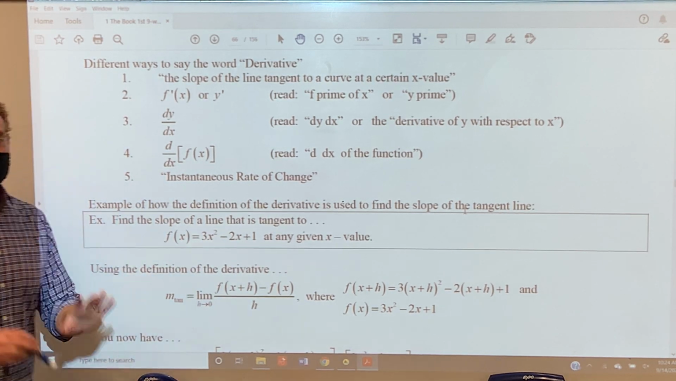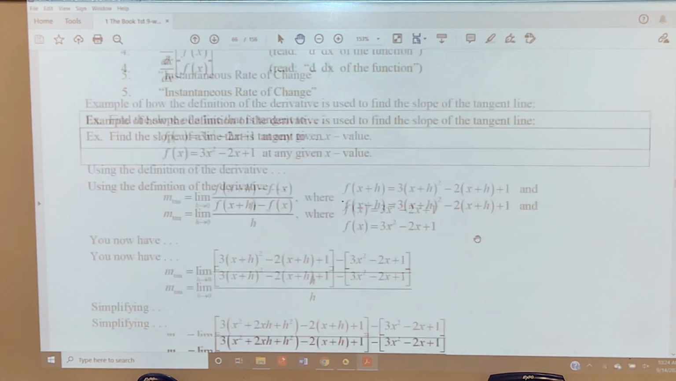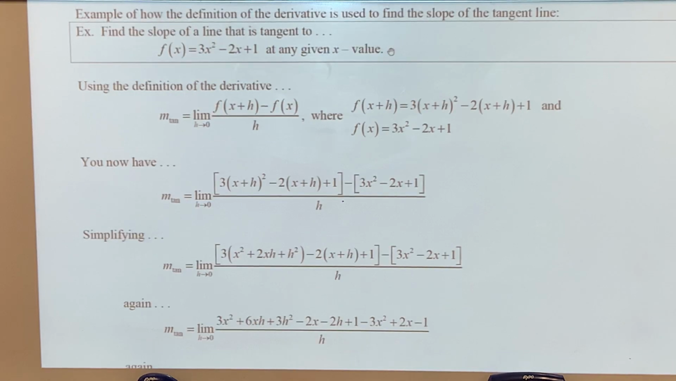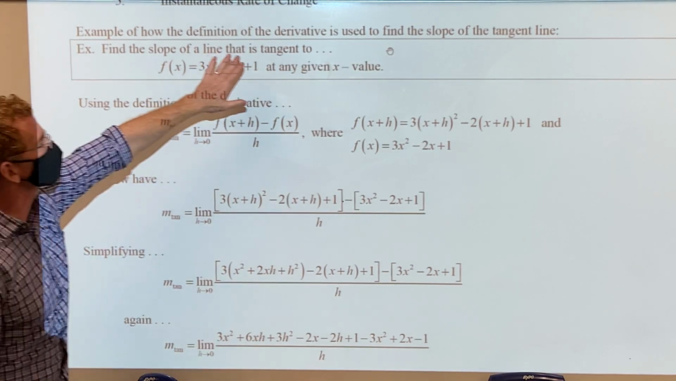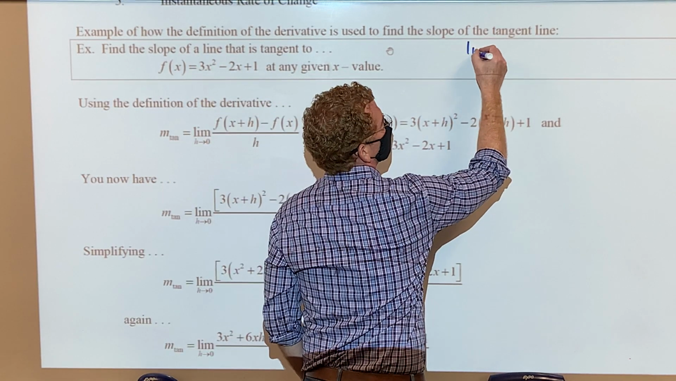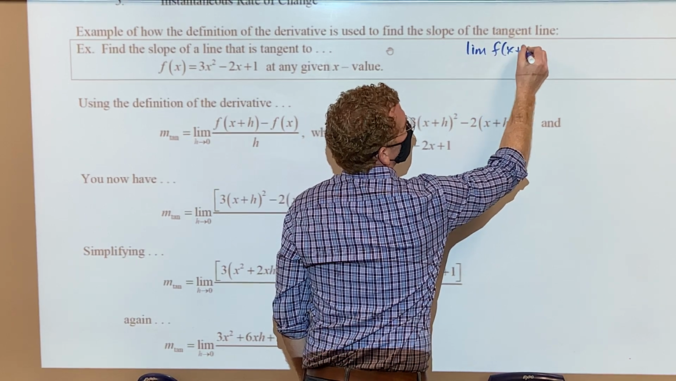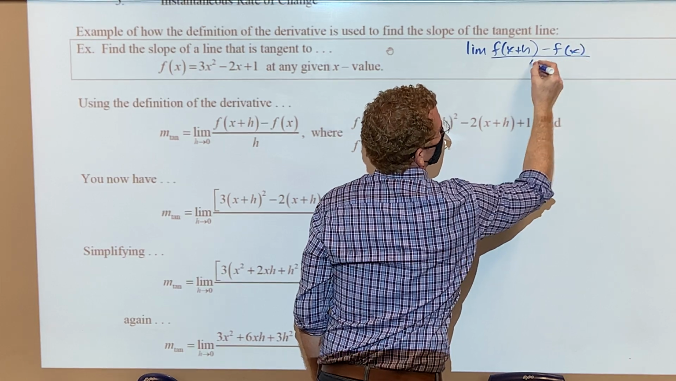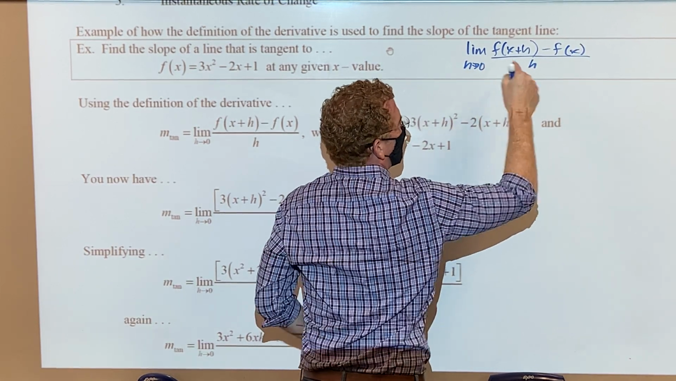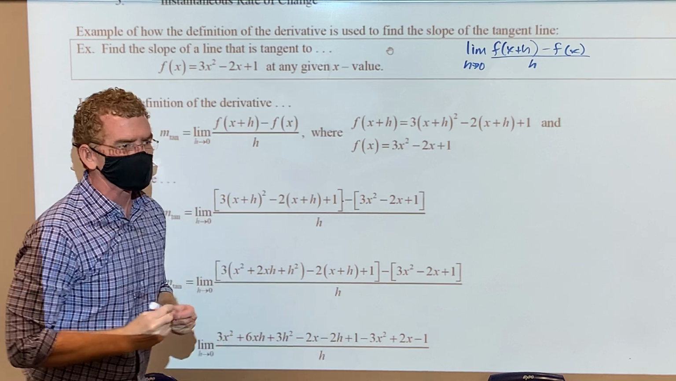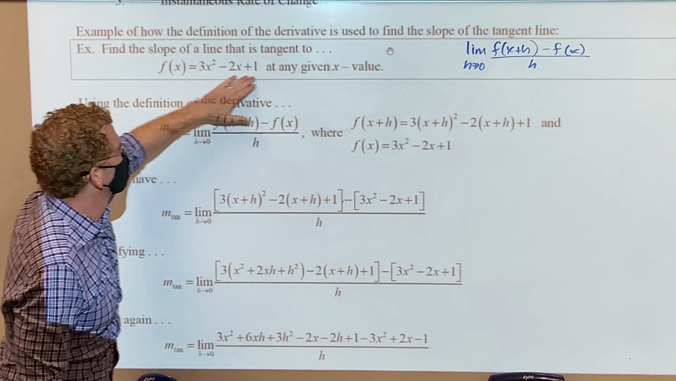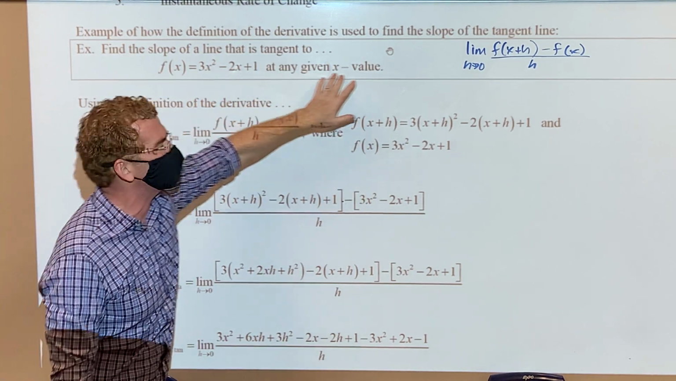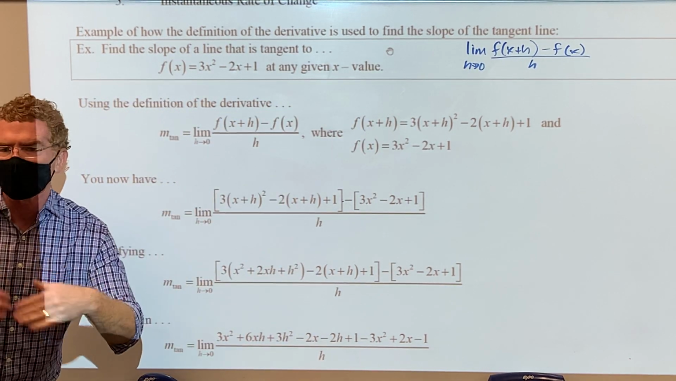This is how you're going to do this using our definition of a derivative. Okay? So the question is, use the definition of a derivative, which again, here's the definition of derivative. The limit of f of x plus h minus f of x over h as h goes to 0. We're going to use that definition of the derivative to find the slope of this line at any x value. So we're going to find a generic one.